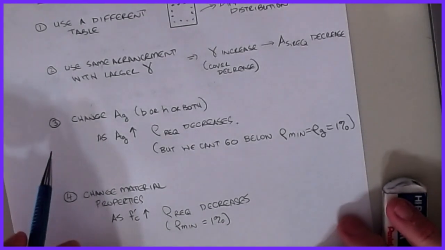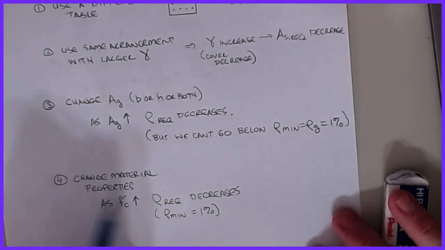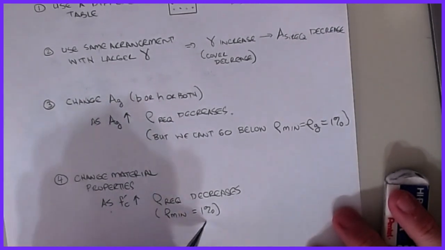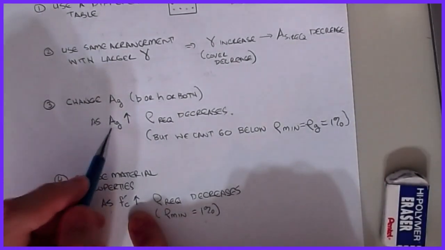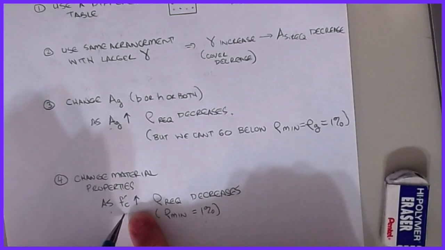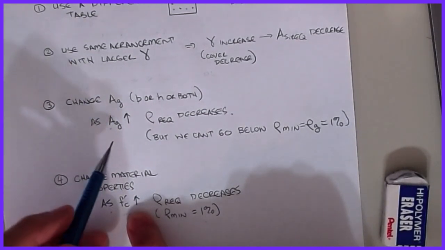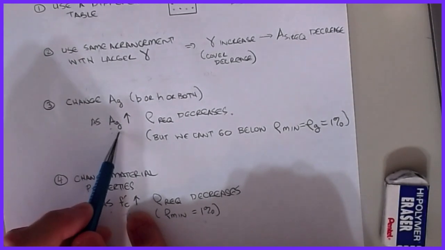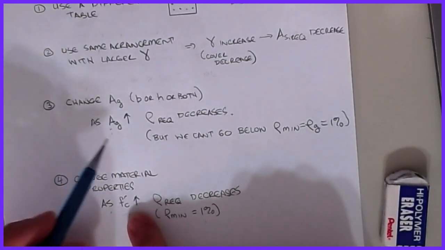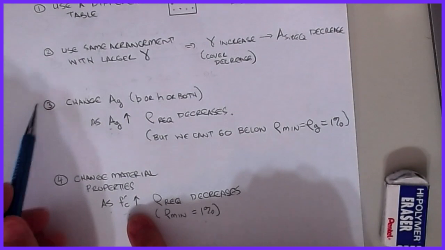I take a mid-range rho value and I size my column off of that. And then the last option that you have is to change material properties. Generally as F prime C goes up, the rho required will decrease as well. But again, you're bound by that 1%, and I can much more easily change AG than I can F prime C. If you're at 4,000 PSI, going to 5,000 PSI wouldn't be as much of an improvement as going from an AG of 300 square inches to an AG of 600 square inches, doubling it. So it's a lot easier to increase things based off of this one.